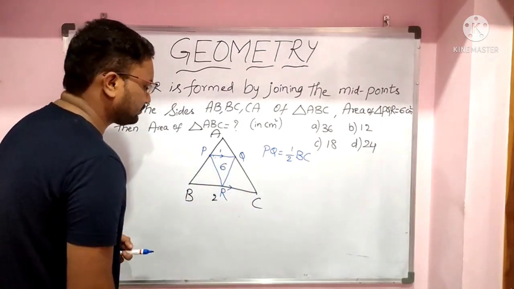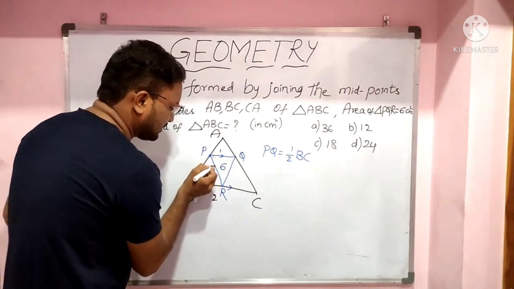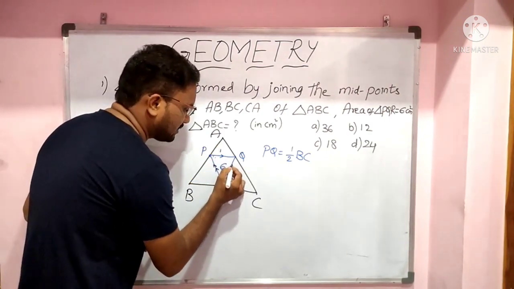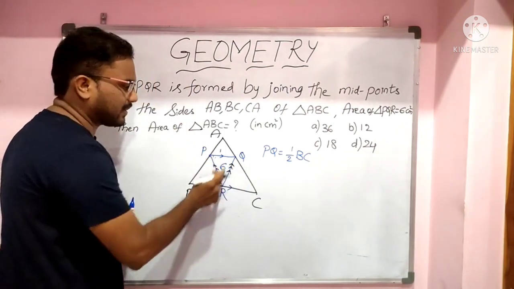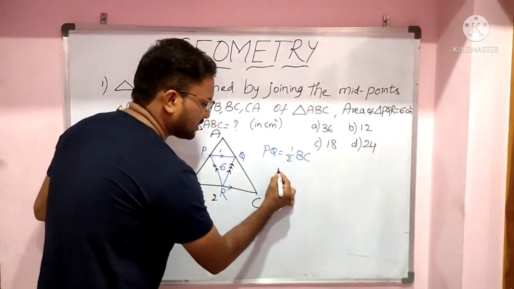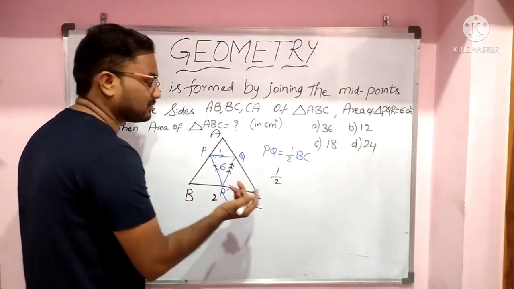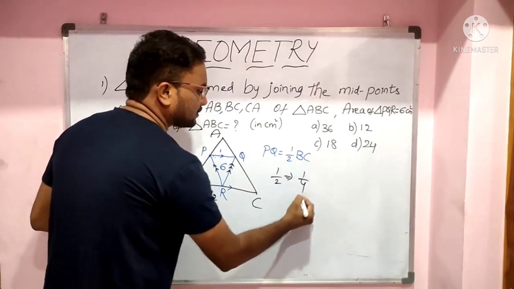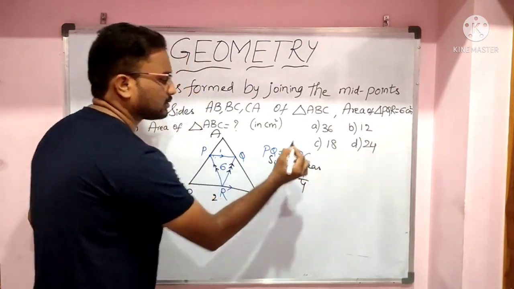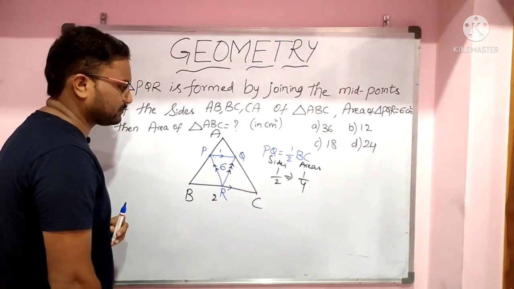So here these two triangles are similar. Why? Here this line is parallel to this line. PR is parallel to AC and QR is parallel to AB. So the ratio of the sides of this triangle and this triangle is 1:2. If the sides ratio is 1:2, then the areas ratio will be 1:4, because these two triangles are similar.